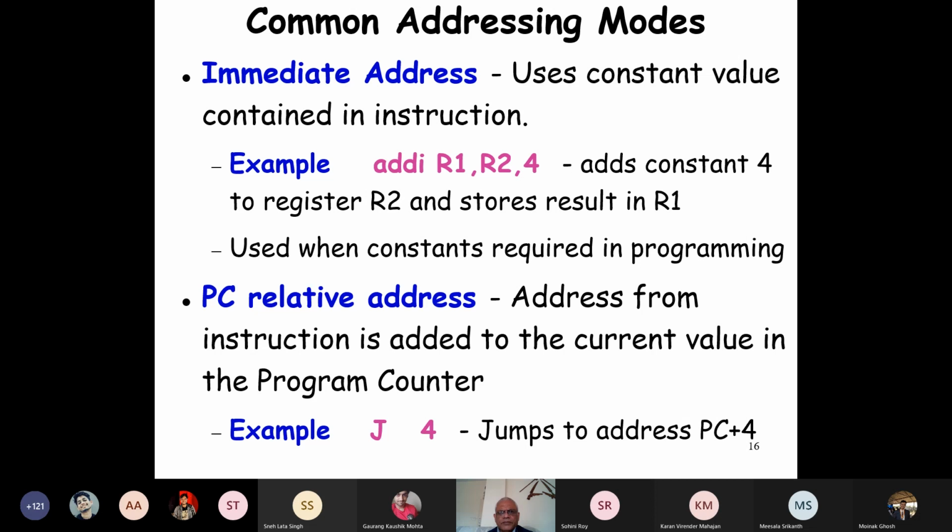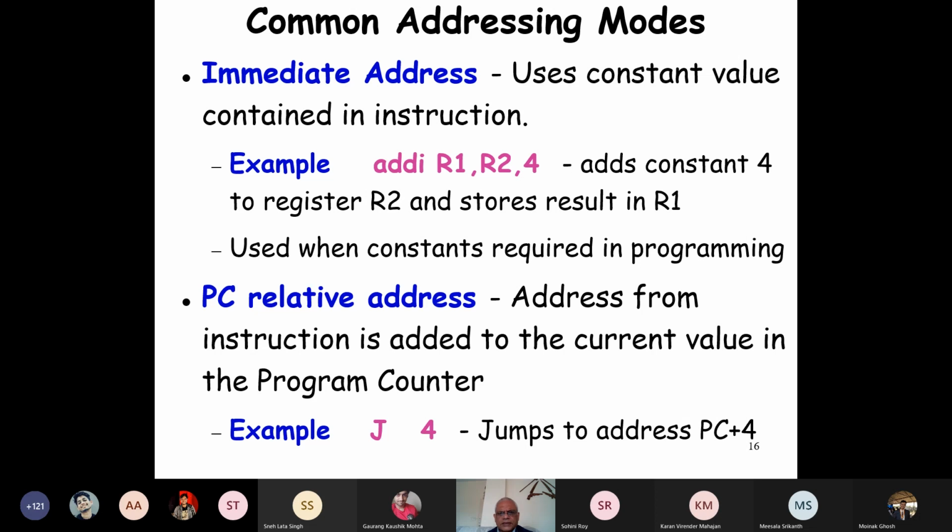There is another one which is the immediate mode. We have the opcode here ADDI, which says add immediate. By add immediate, we have given here 3 operands. 2 are register operands. The third one is an immediate operand. Immediate means that it itself is the operand. 4 is the operand. So it means that we add 4 to the contents of R2 and store the result in R1. The immediate mode is very popular when we use constants in programming.